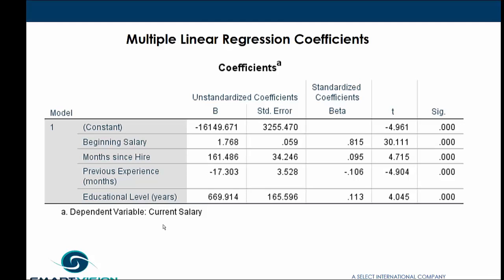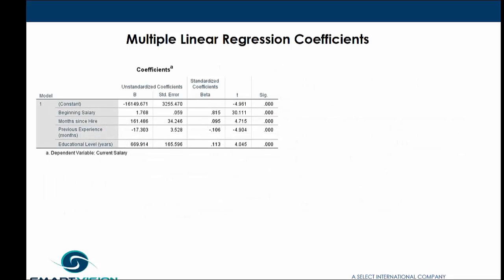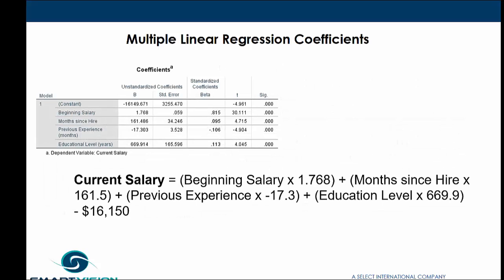So now our multiple linear regression equation is a little bit more complex than the previous equation because we have more terms in it. And if we wanted to show that, it would simply look like this. It would be current salary is equal to beginning salary times 1.768 plus months since hire times 161.5, which I'm just rounding, plus previous experience times minus 17 plus education level times 669.9, and then taking away $16,150. And that would be a slightly more accurate estimate of what people's current salary is.